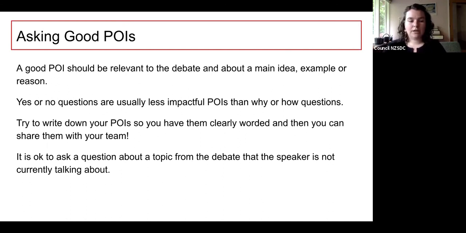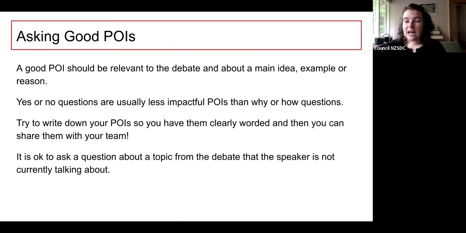point of information. Some tips for making them better is to make sure you write them down. I would recommend that your team just has a piece of paper that has POIs written at the top. And anytime one of you thinks of a point of information, you can write it down. And that way, if you have between the three of you 3 or 4 points of information, most likely the other speakers are not going to accept many more than that. And you can spend the whole debate standing up and trying to offer those 3 or 4 points of information.